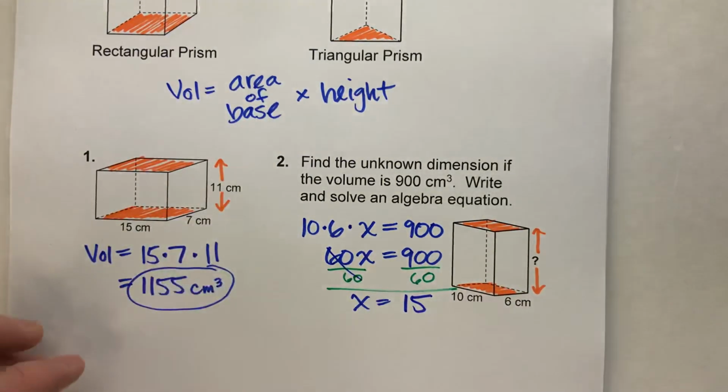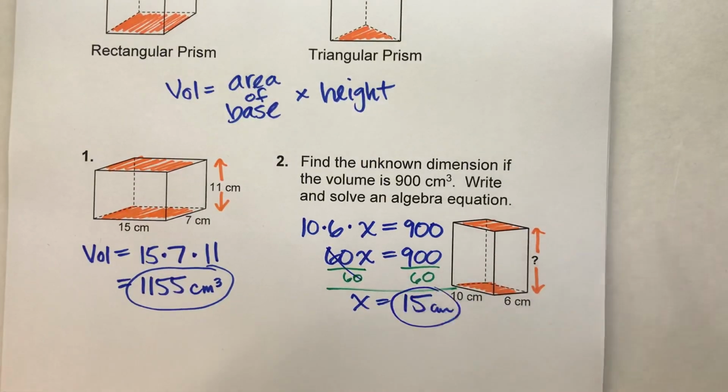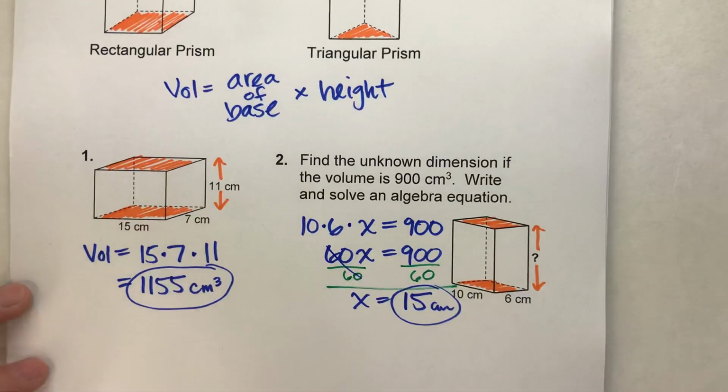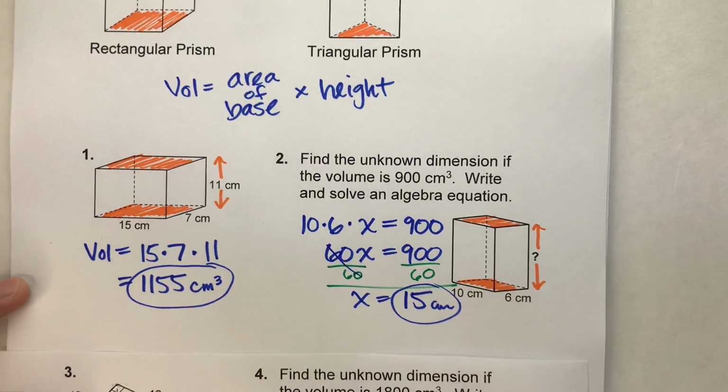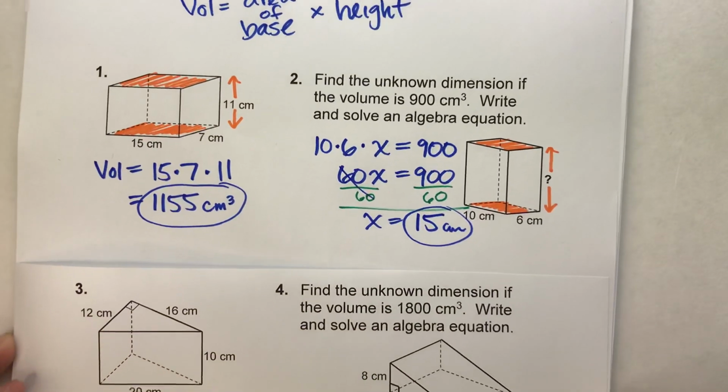All right. So our unknown dimension here is 15 centimeters. Okay, so by using that volume formula, I can set up an equation and solve it. All right, let's do some slightly harder problems though with the triangular prism.